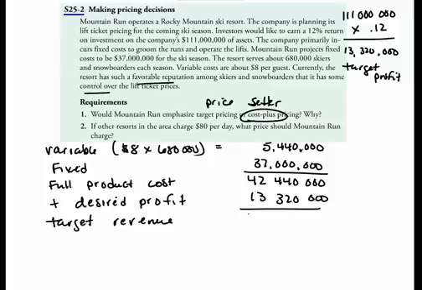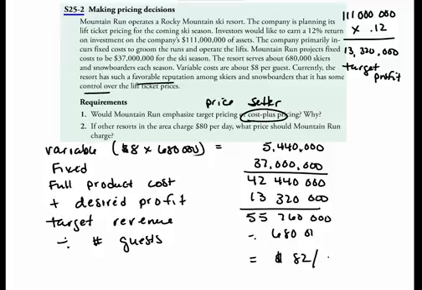So that means I need my total target revenue to be $55,760. If I divide that by the number of guests, what did I say, 680,000 guests, that means I'm going to charge $82 per guest.